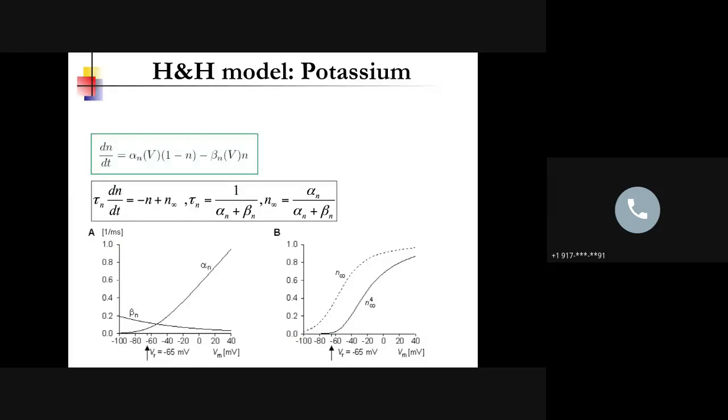So here's the potassium description. Alpha is the opening of the channel. Beta is the closing of the channel. One can work out all this algebra. I think there's an appendix in my book. And then you get this idea of a tau n, a time constant, which is voltage dependent, and an infinity, a final target that is voltage dependent. And so that's going to be the case for both the potassium and the sodium channels.